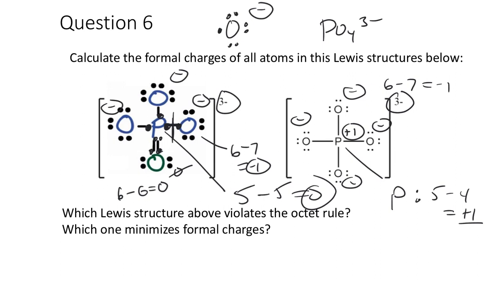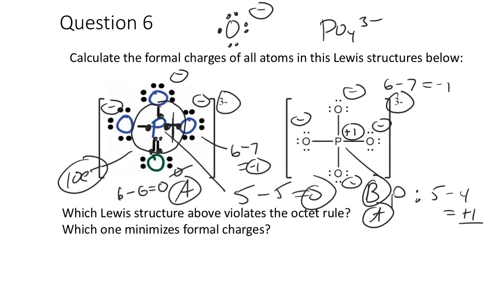So we're asked which Lewis structure violates the octet rule. If I call one Lewis structure A, the other Lewis structure B, Lewis structure A would violate the octet rule because it expands its octet of phosphorus. Expanding octets means count all the bonding pair electrons. I count 10. 8 should be the max according to the octet rule. And so this would be an octet rule violation.